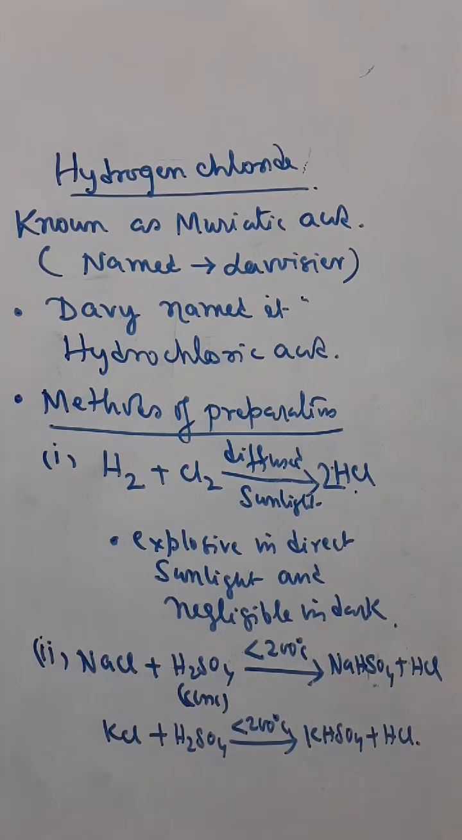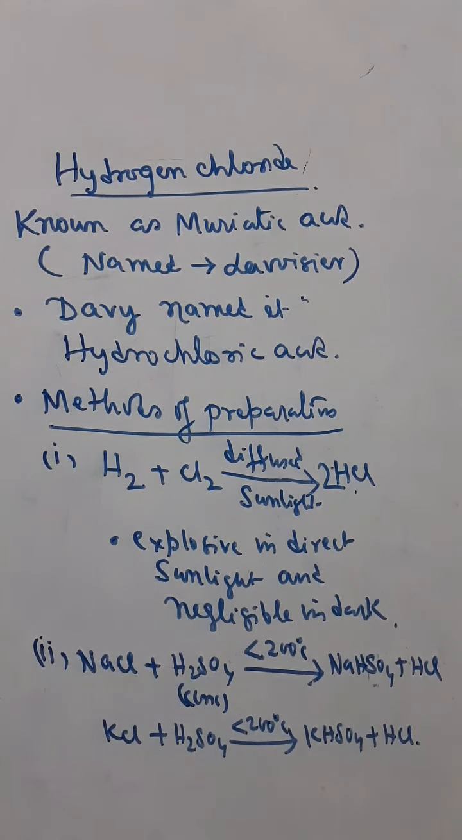Okay, students, we are starting hydrogen chloride today. In fact, hydrogen chloride is a gas and it is highly soluble in water. And when this hydrogen chloride dissolves in water, it forms hydrochloric acid. That all of you know. It's a very common acid, a common mineral acid.